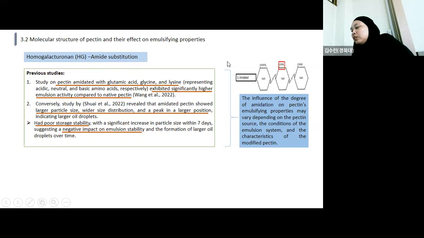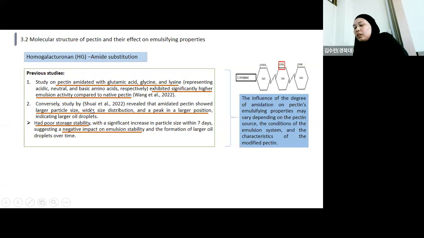Amide substitution is where we introduce an amide group into the pectin structure. So in this study here, the pectin was amidated with glutamic acid, glycine, and lysine. They amidated with 3 types of chemical here. So this amidated pectin from these 3 chemicals exhibited significantly higher emulsion activity compared to native pectin.